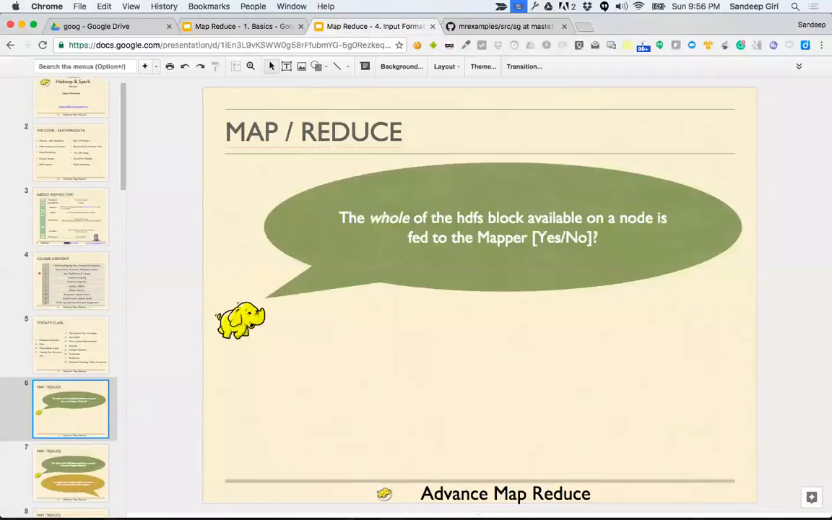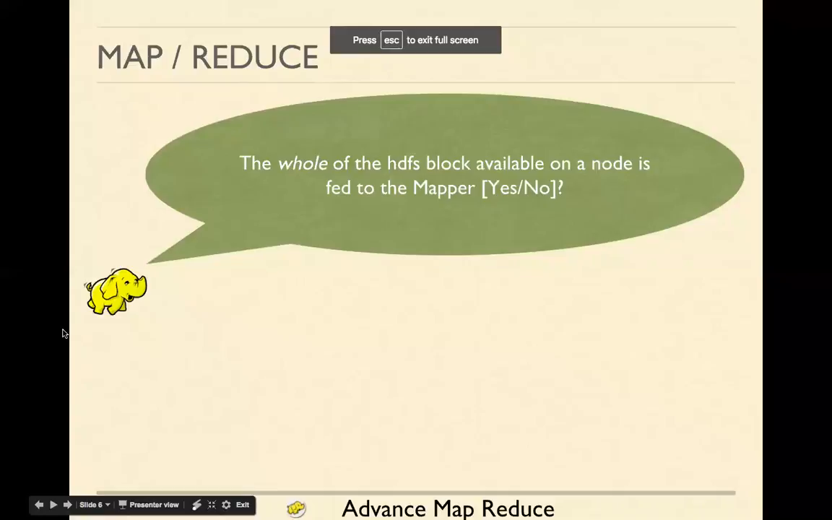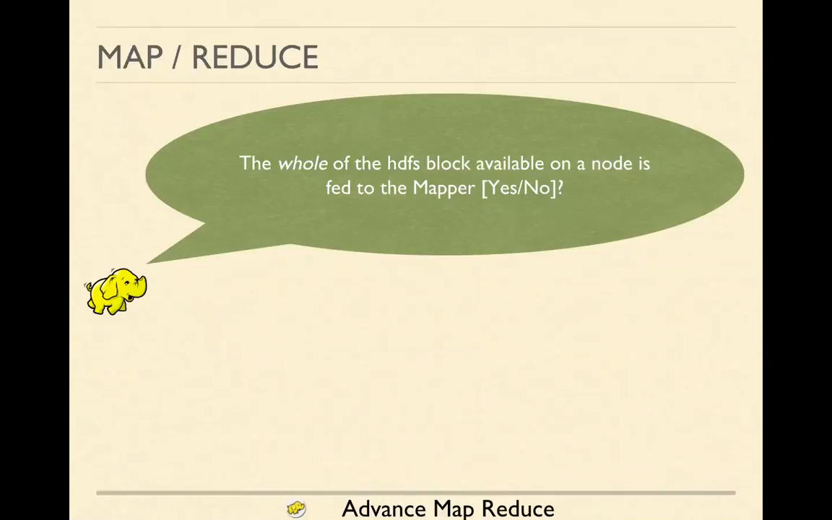A few more questions. All right, here we go. This is a very important question, and I don't expect a correct answer from you, but all of you should try to answer. The whole of the HDFS block available on a node is fed to the mapper, or mappers are called exactly on the whole block available on that particular node. Yes or no?